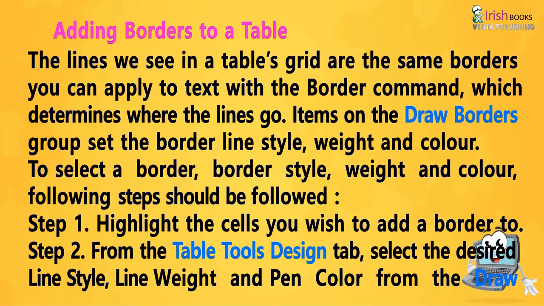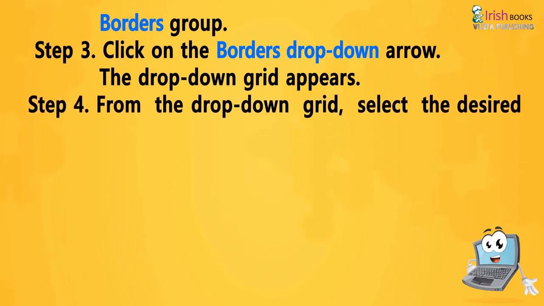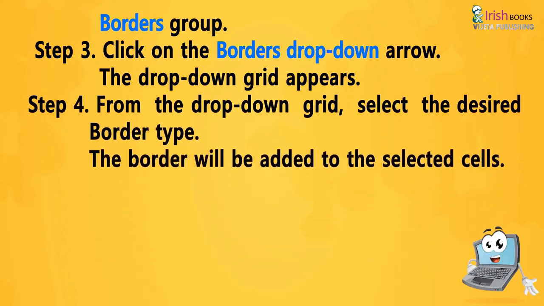To select a border style, weight and color, the following steps should be followed. Step 1. Highlight the cells you wish to add a border to. Step 2. From the Table Tools Design tab, select the desired line style, line weight and pen color from the Draw Borders group. Step 3. Click on the Borders drop-down arrow. The drop-down grid appears. Step 4. From the drop-down grid, select the desired border type. The border will be added to the selected cells.